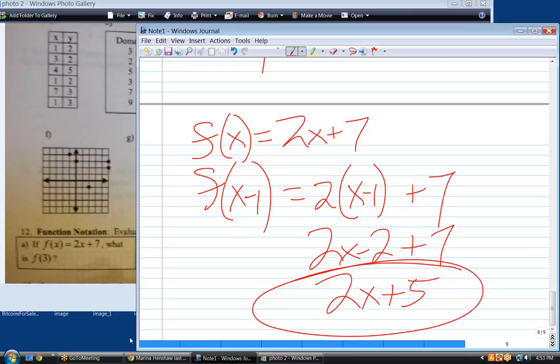The principle is that when they give you a function of x, and then they say, what is f of something else? This thing can be a number, it can be another function, it can even be g of x. So what you have to understand is that whatever's inside the parentheses gets plugged in for x, no matter what x is.